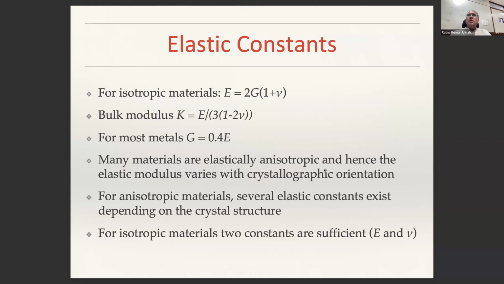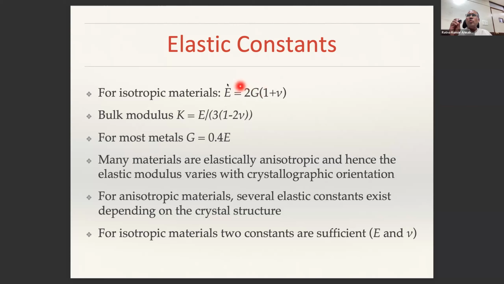Okay. Now we have measured elastic modulus E, and for an isotropic material, you actually need only two elastic constants to describe its mechanical behavior, that is elastic modulus and Poisson's ratio. If you know elastic modulus and Poisson's ratio, you can also define something called a shear modulus through this relation, G is equal to E by 2 into 1 plus nu. Similarly, we can define bulk modulus.